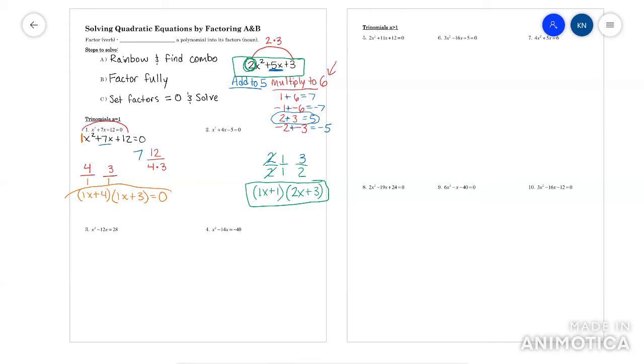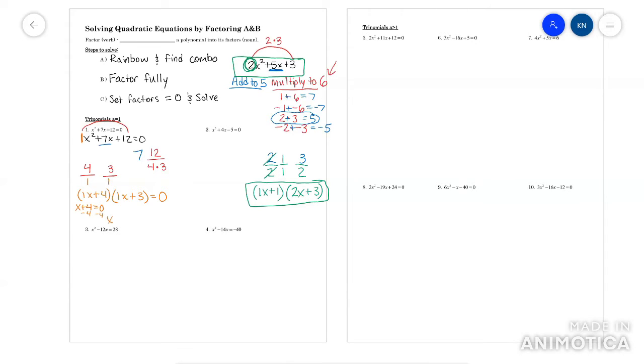So this right here is the exact same thing as this right here. It's just in factored form. Now to actually solve, you just have to take these factors, x plus 4 and x plus 3, and set them equal to 0 and just solve it.